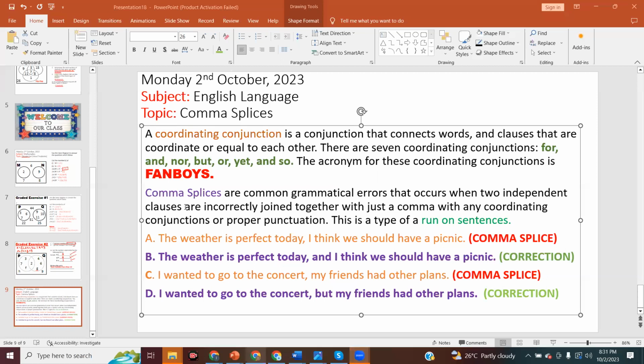Okay, all right, most persons are saying yes. I haven't seen anyone who says no yet. So what is a comma splice, everyone? A comma splice is a grammatical error that occurs when two independent clauses are incorrectly joined together with just a comma, without any coordinating conjunctions. Give me an example of a coordinating conjunction that you could use.